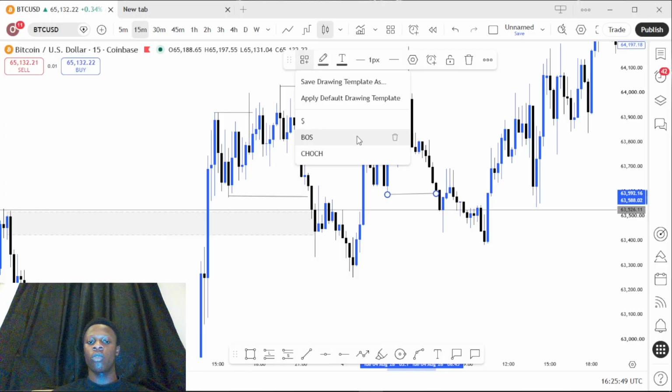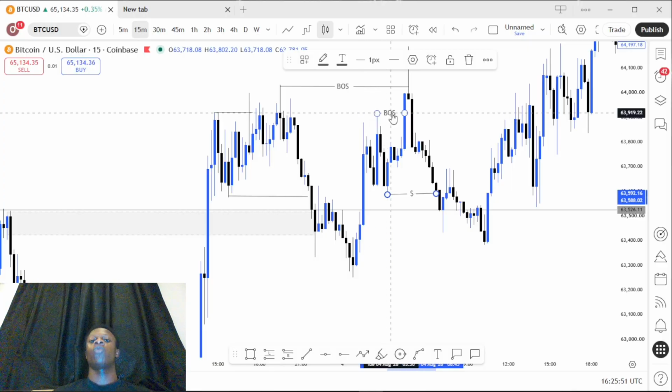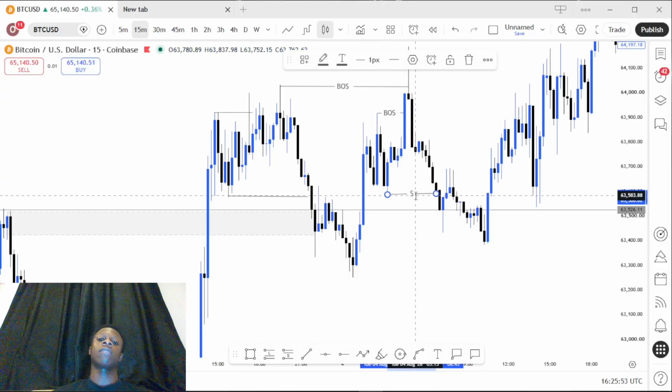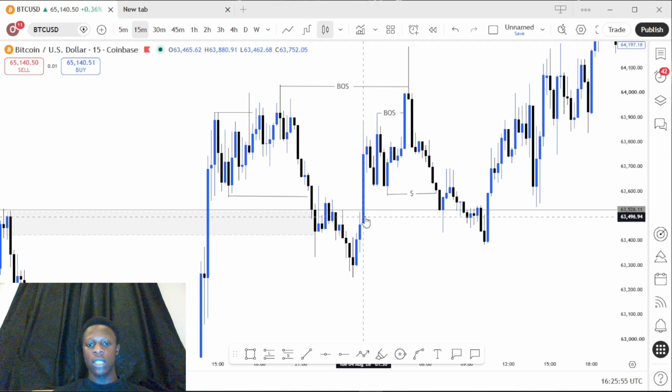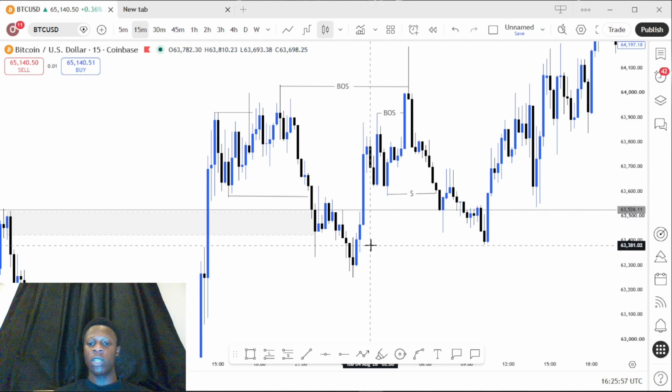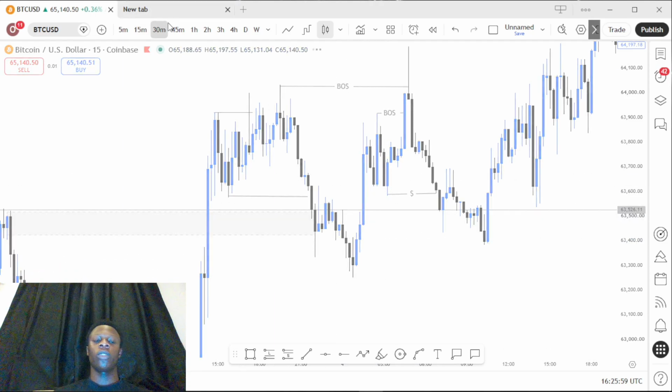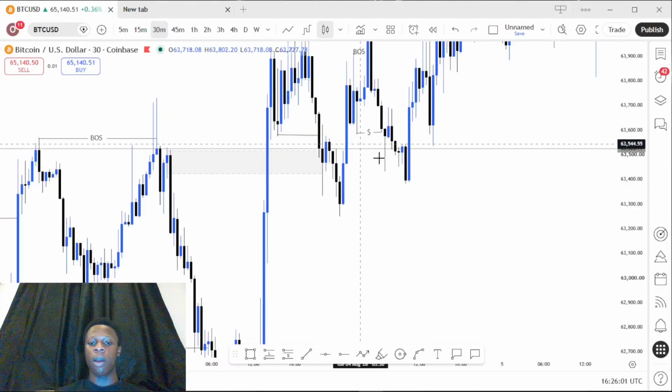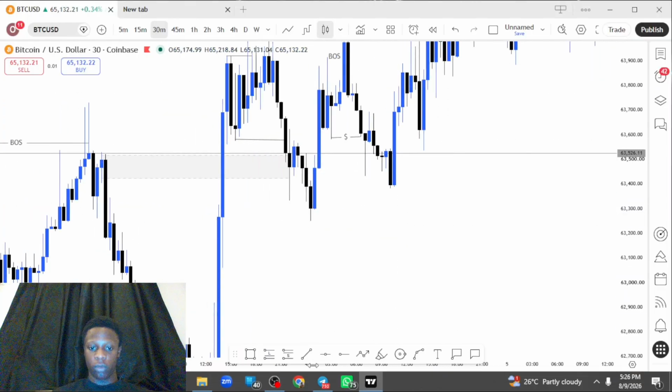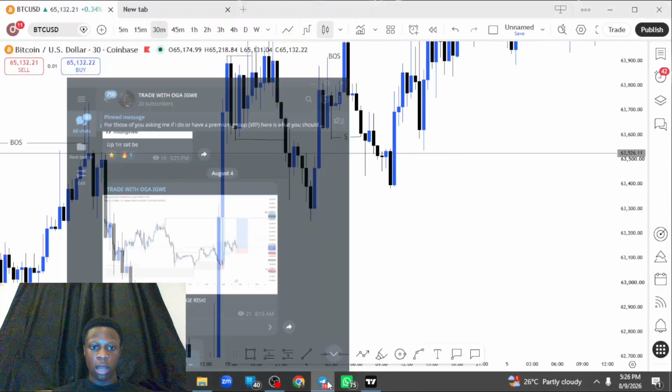This was my inducement, and this was my break of structure. So in this very place, I went down to the 30 minutes. I think it's 1 hour. So I went down to 1 hour to set my trade.